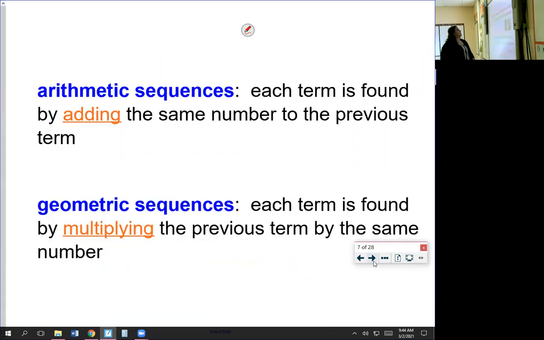Okay, so again, arithmetic sequence is each term is found by adding the same number to the previous term, whereas geometric is each term is found by multiplying by the previous term. Technically, if I am subtracting, it really means I'm adding a negative number. And if I am dividing, that's the same as multiplying by the reciprocal. So again, it does apply to the inverses. But again, A for adding the same number, that'll help you.